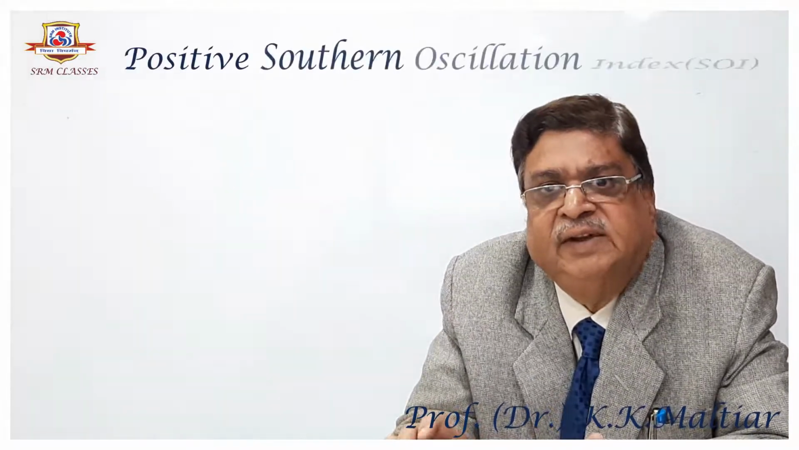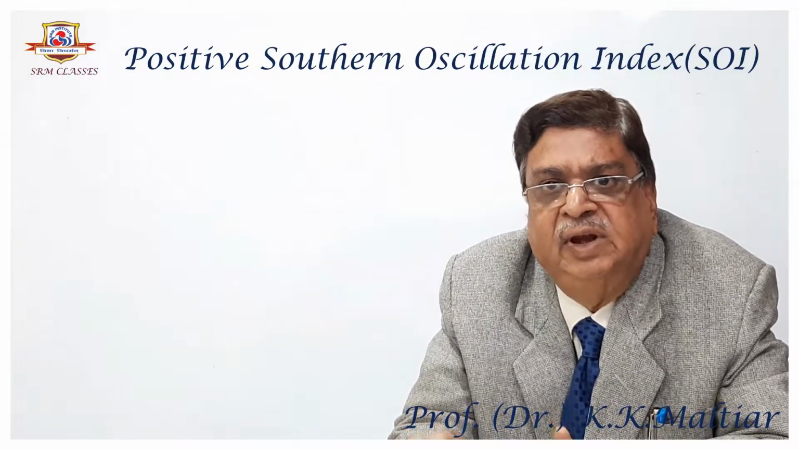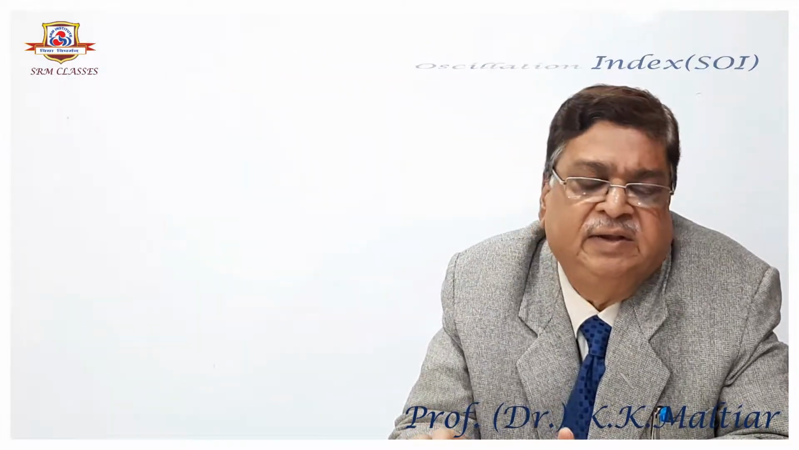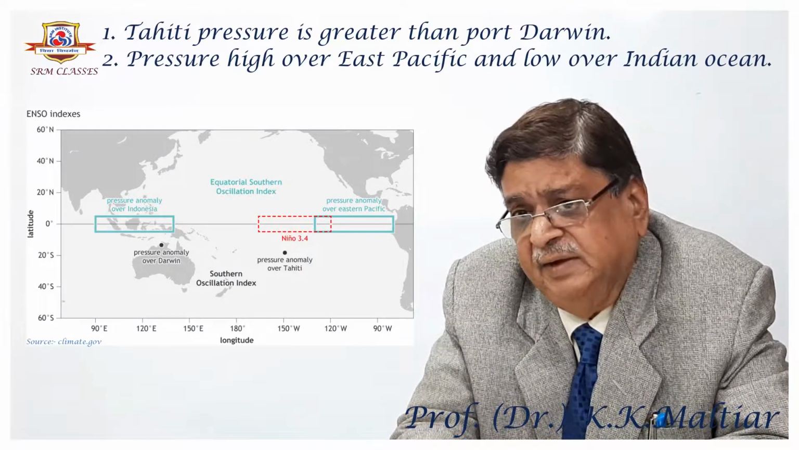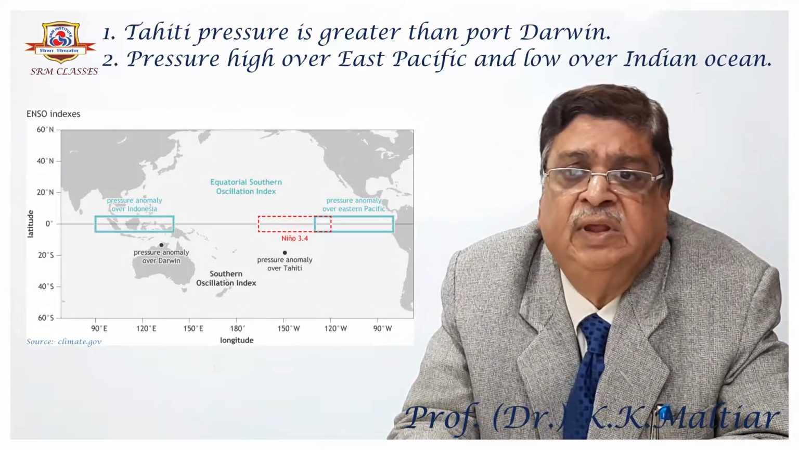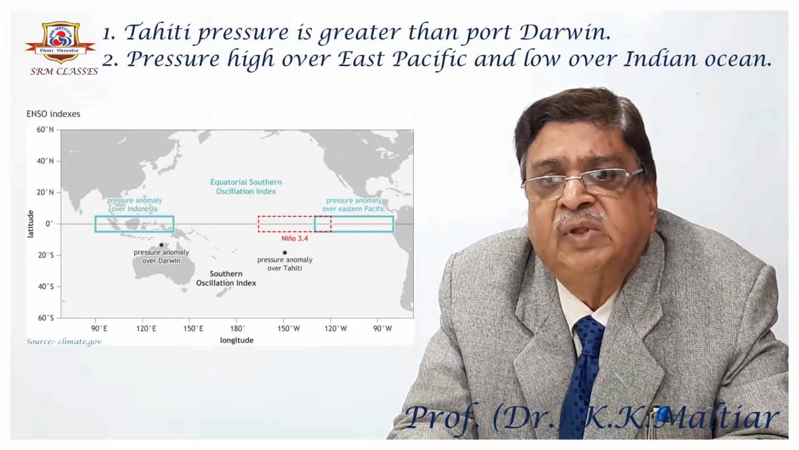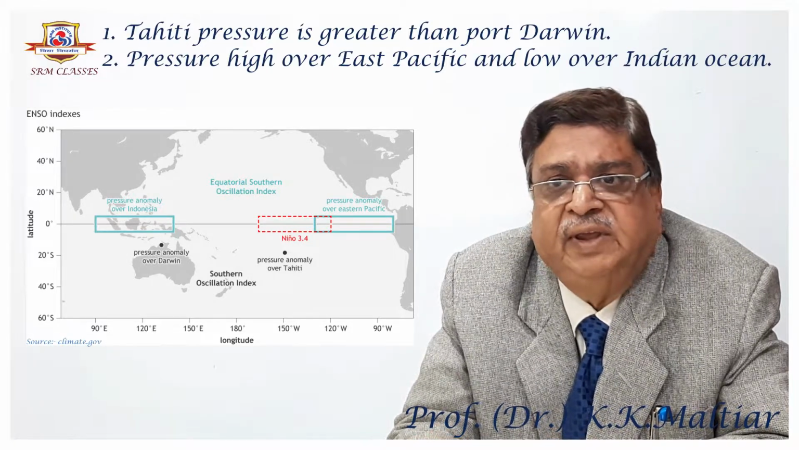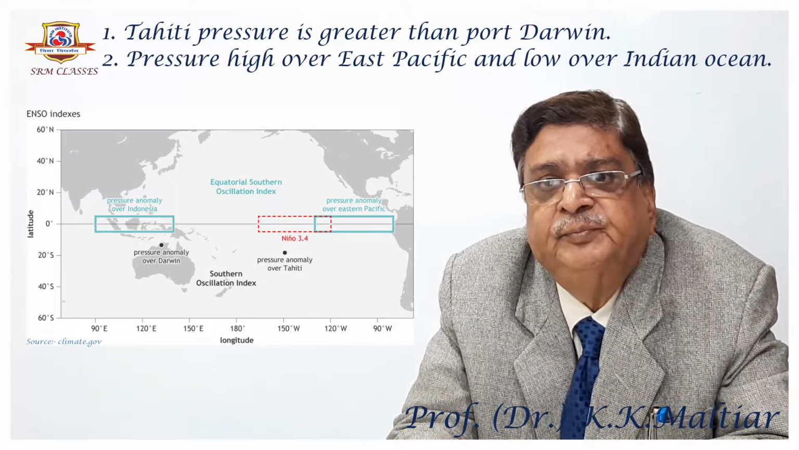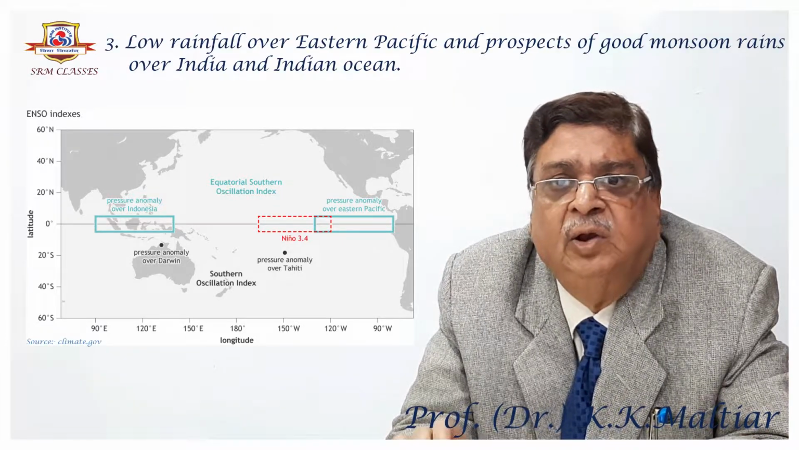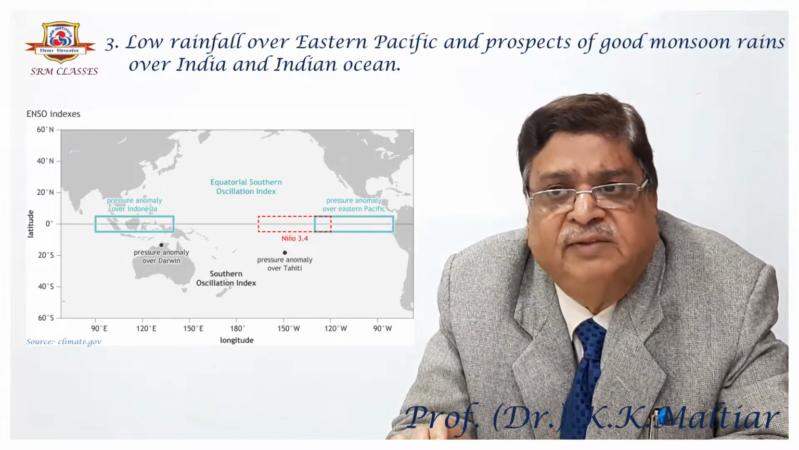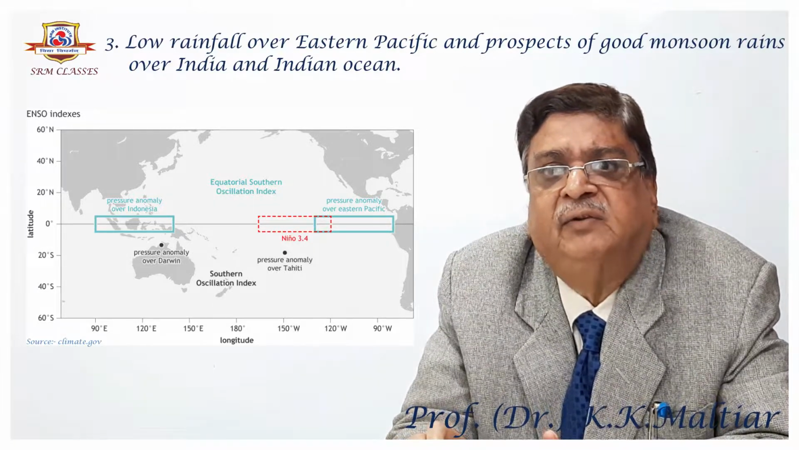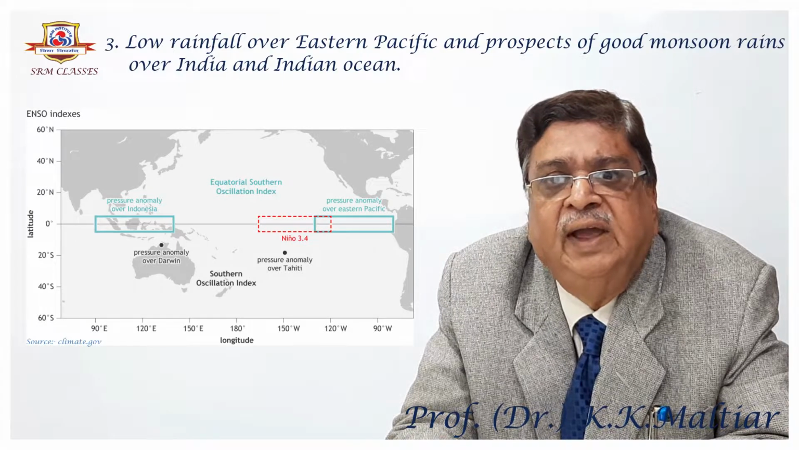There are two important stations. What is the positive SOI? Southern Oscillation Index, positive Southern Oscillation Index. In this condition, Tahiti pressure is greater than Port Darwin. Number 2 point is pressure high over East Pacific and low over Indian Ocean. And the third is low rainfall over Eastern Pacific and prospects of good monsoon rains over India and Indian Ocean. These are the positive Southern Oscillation Index.